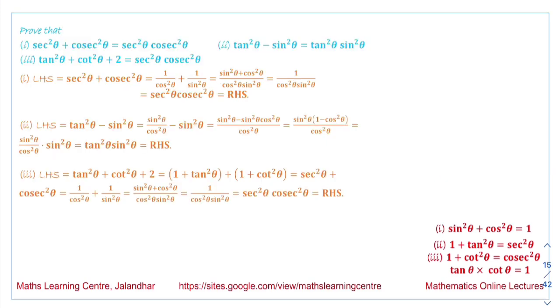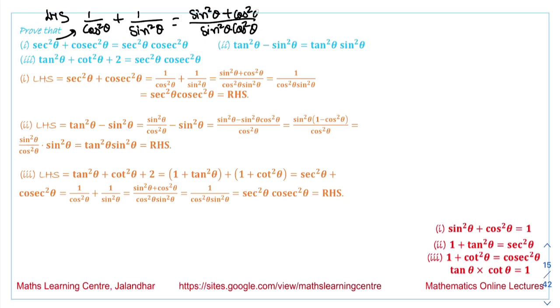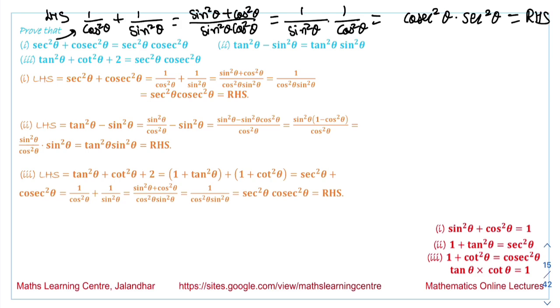Now next we have secant square theta plus cosecant square theta. We have to prove this. So in place of secant square, we can write it as 1 over cos square theta plus 1 over sin square theta. This is the LHS we are talking about. When we take the LCM, it is sin square theta into cos square theta, and it is sin square theta plus cos square theta. This numerator becomes 1, and we are left with 1 over sin square theta into 1 over cos square theta. What is 1 over sin? It is cosecant square theta into secant square theta, and that is equal to RHS.